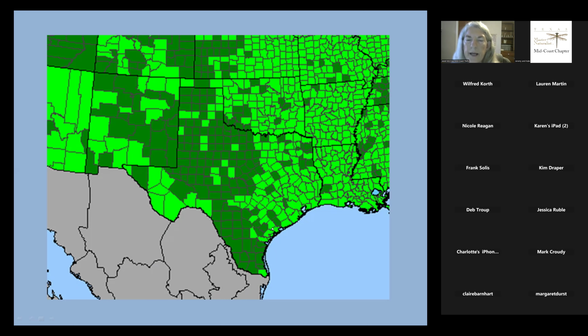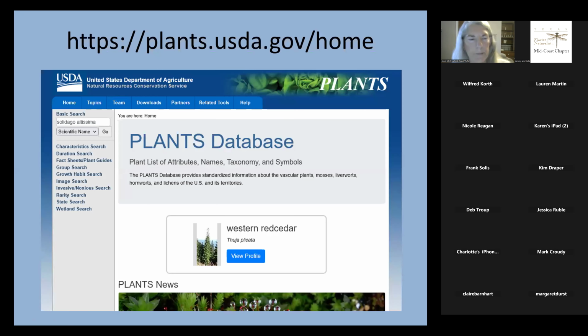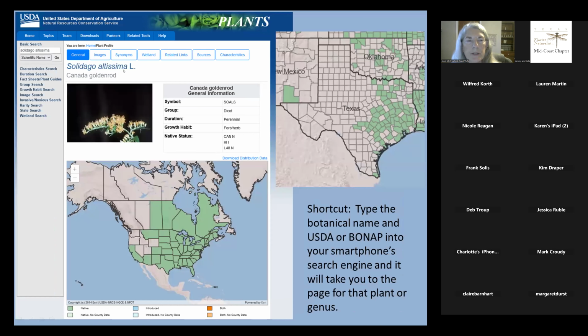And every map is a little different too. So you'll see in the next one, the USDA one, it'll be a little bit different, but it's very similar. And you can make these maps bigger or smaller by scrolling in or out. I just put it that way so you can see that. So here's the USDA site, and you would type in the botanical name or scientific name right here in your basic search and then press go. And then it'll bring up that map for that plant. So here's Solidago altissima, and here's the map.